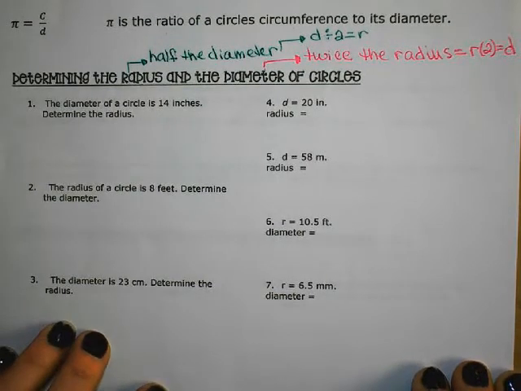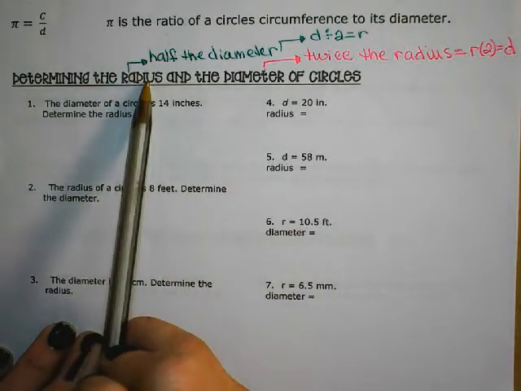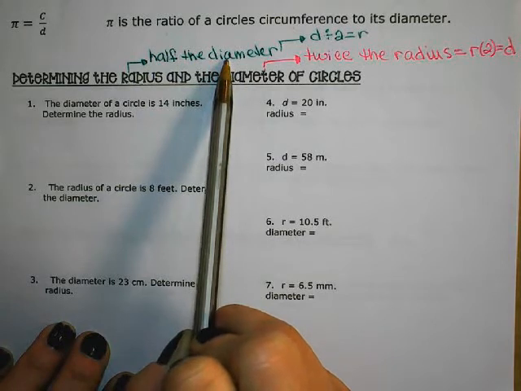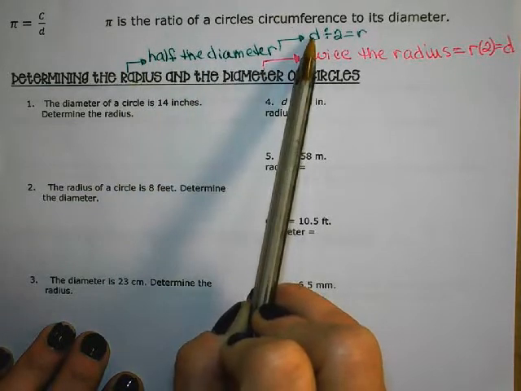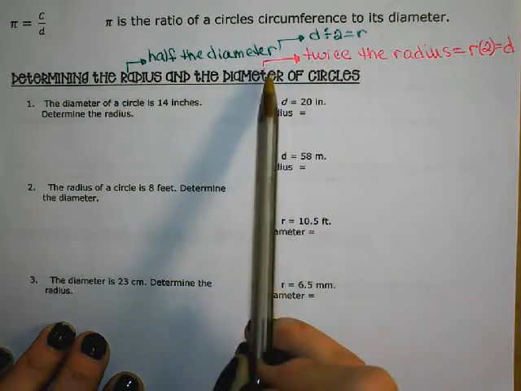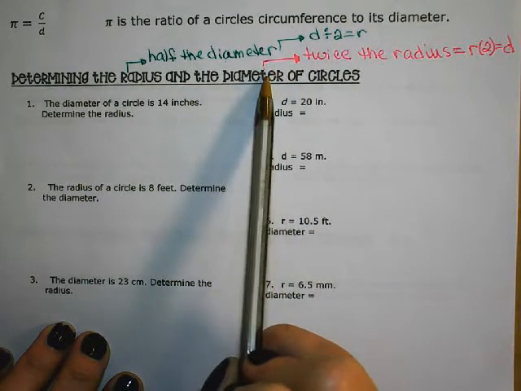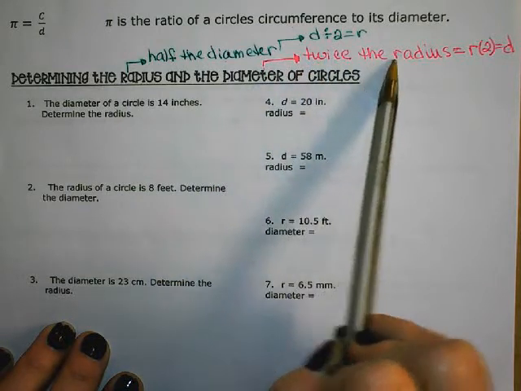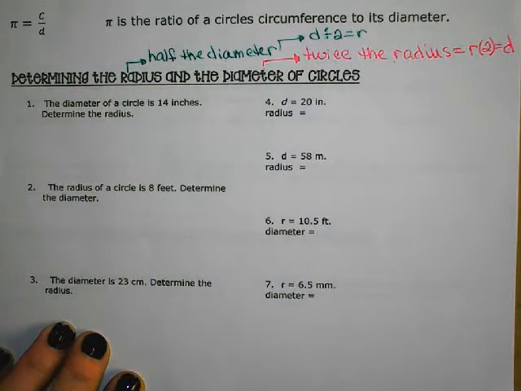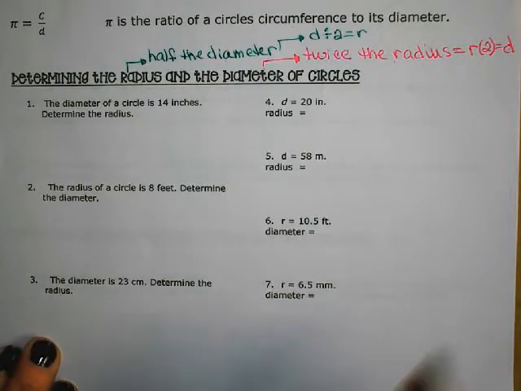Let's talk about that again, since you couldn't see it. We know that the radius is half the diameter, and mathematically it can be found by taking the diameter and dividing it by 2, which will equal the radius. If you are given a radius, the diameter is twice the radius, so we can take the radius times 2 to find the diameter. Let's see if we can do a couple of these together.